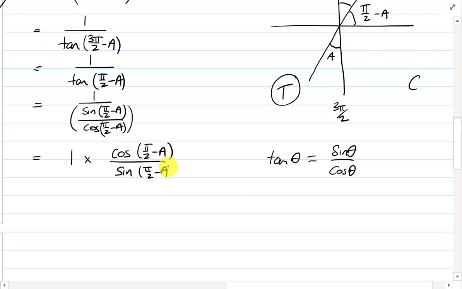2 minus A over sine of pi on 2 minus A. And now I can use that reading off the vertical axis, keeping in mind that the rules we set up earlier were in degrees, but that's just 90, and that's just 90. Cos of 90 minus A is equal to sine of A. So this is equal to sine of A, and sine of 90 minus A is equal to cos of A.